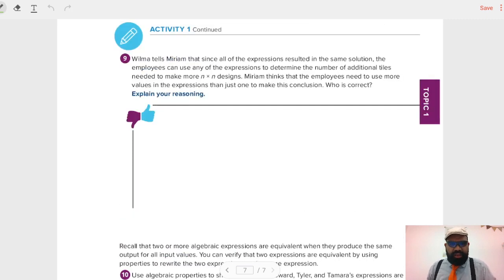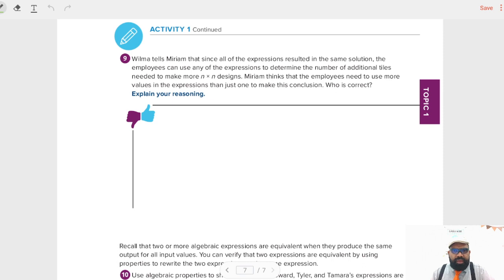Question 9. Wilma tells Miriam that since all the expressions result in the same resolution, the employees can use one n of the expression to determine the number of additional tiles. Miriam thinks that the employees need to use more values in the expression than just one to make this conclusion. Who is correct? Guys, Vilma tells you we can use anything, and Miriam told you we need to use more values. Guys, Miriam is correct.